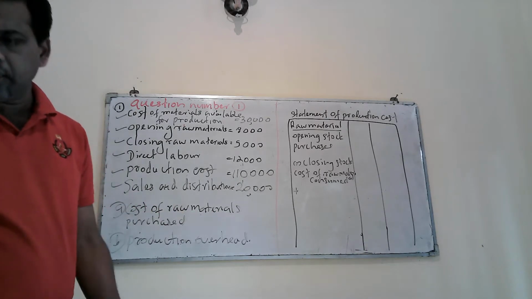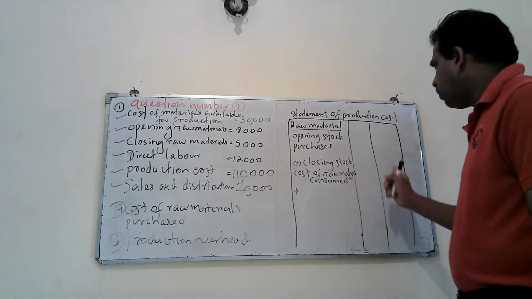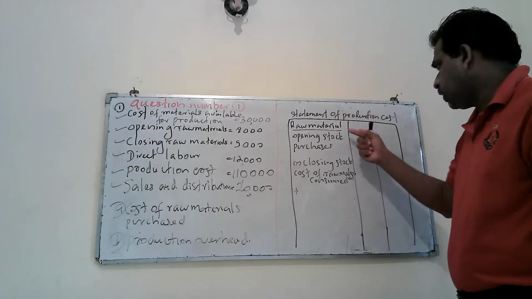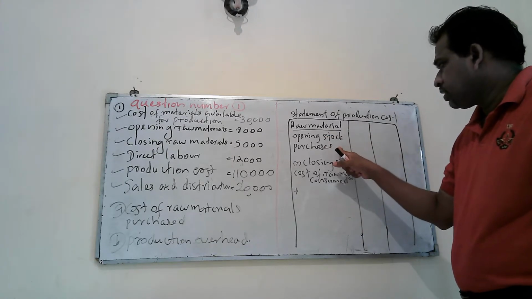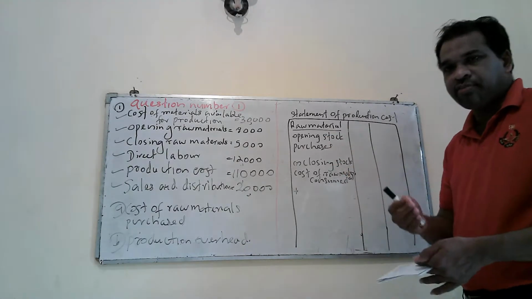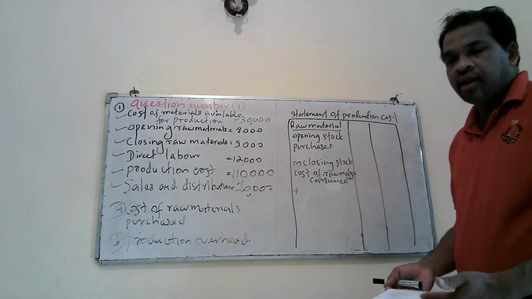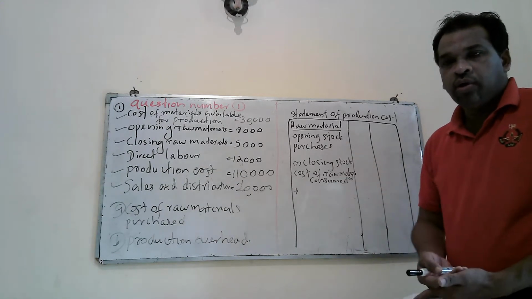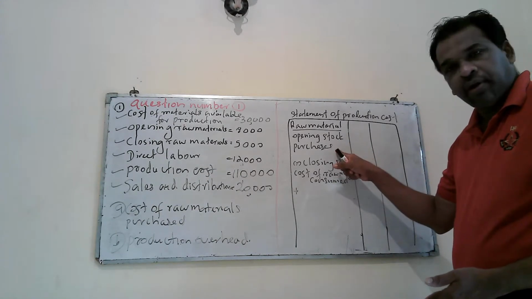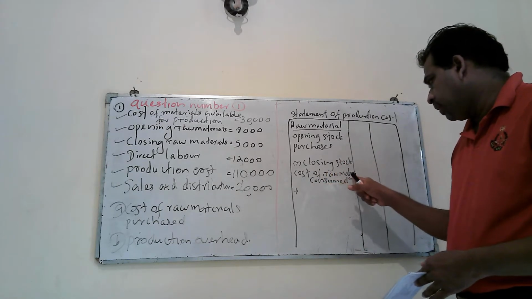Here is the given format for the statement of production cost. On the top, you write raw materials, then opening stock, purchases. If you are given any other direct expenses related to purchases, like carriage inwards or handling charges, you have to add them. If you have returns outwards, you deduct them from purchases. Then you deduct closing stock, and then you take cost of raw material consumed.